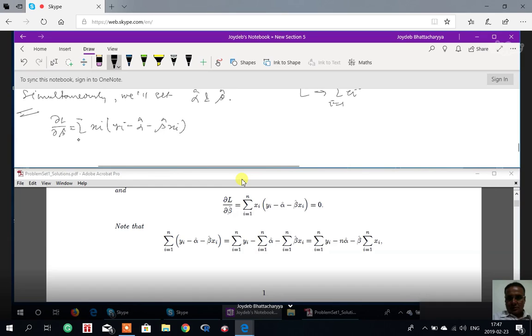So, with i running from 1 to n as usual, this is equal to 0. So this will ultimately be summation xi yi. If you multiply xi with this, there are three terms, and this summation is in front of everyone. So summation xi yi, and then transposing to the other side, it will be alpha hat summation xi plus beta hat summation xi square. Everywhere it will be i running from 1 to n, all i will be having the full range.